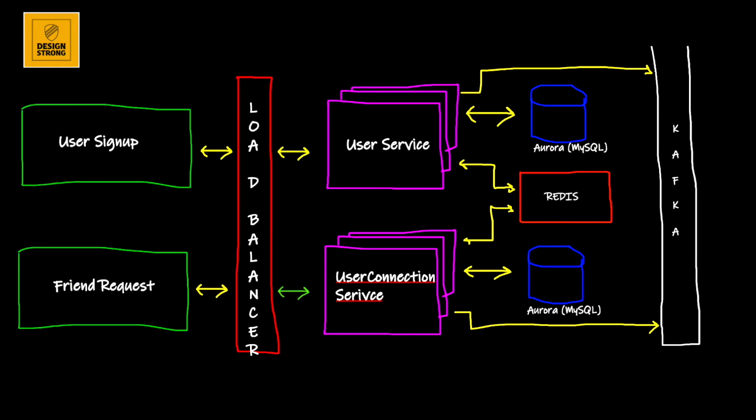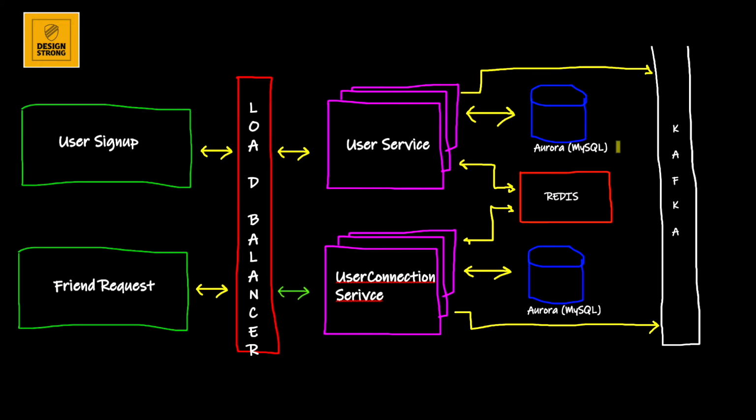Now, the user service will be connected to a database which will be an RDBMS. Something like AWS Aurora will work because it has unlimited IOPS. Amazon Aurora is going to work absolutely fine here. Why we have chosen an RDBMS here is because the data is going to be very relational.